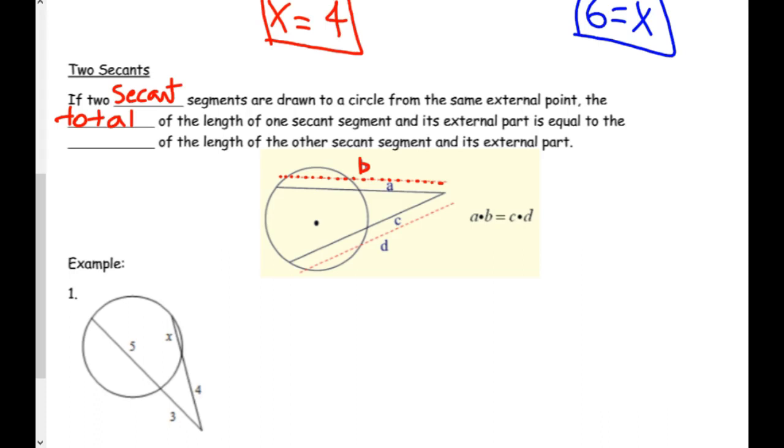Actually, back up. Its product. I steered you wrong there. It's the product of the length of one secant segment. But this is the total length. I cannot stress this enough. You take the whole thing, and you multiply the product by just the external part, which is A. So does everyone see that right here? A times B. Outside times whole thing.